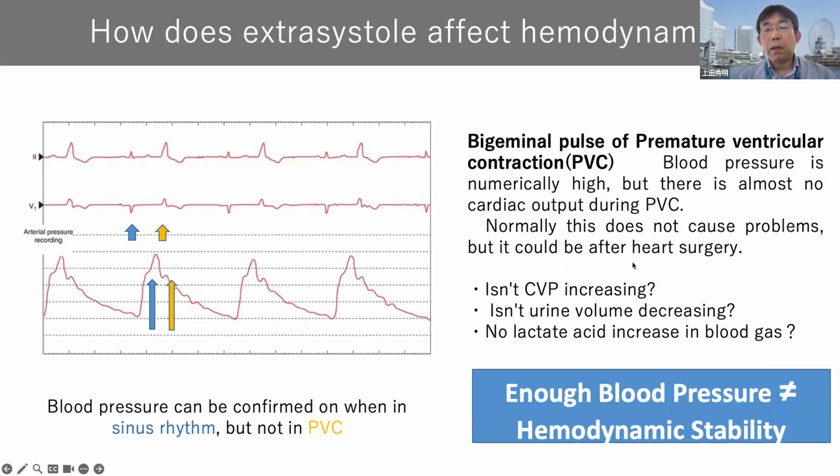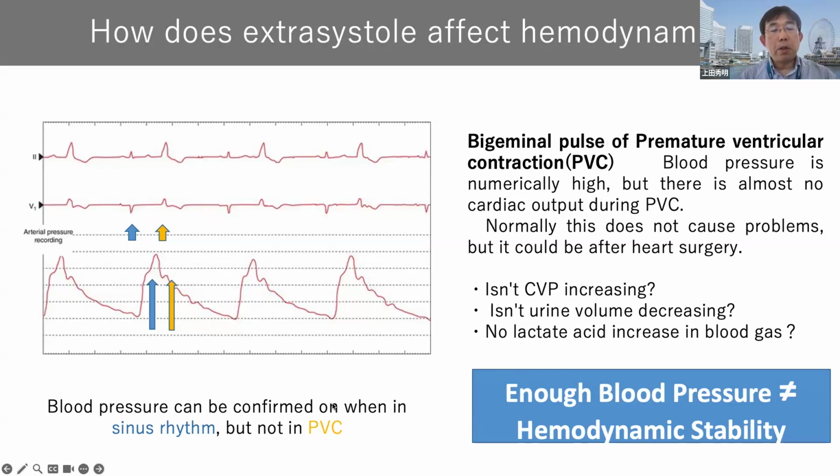always think about it. Whether the CVP is increasing, or the urine volume is maintained, or the lactic acid is normal. If, for example, the CVP is increasing, or the urine volume is decreasing, and if the lactic acid has increased, we may have to go further for the treatment.